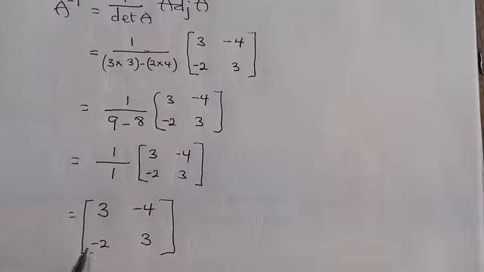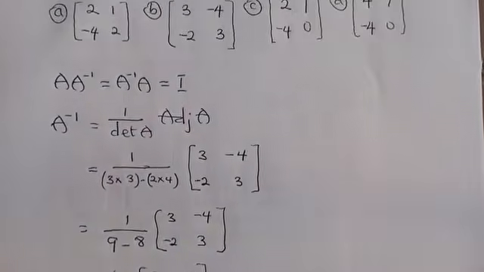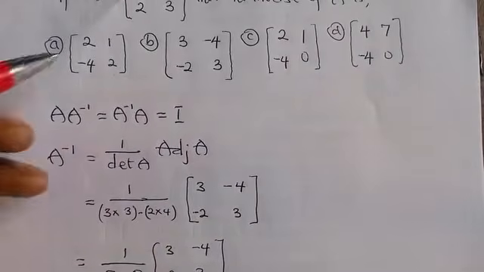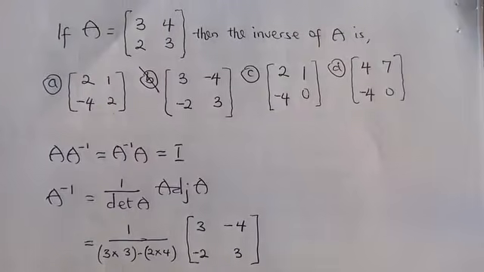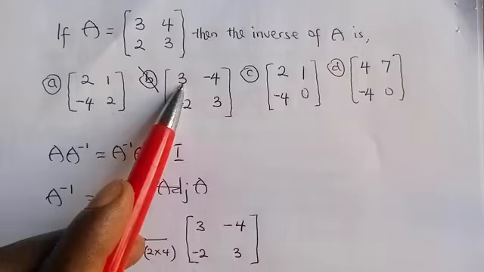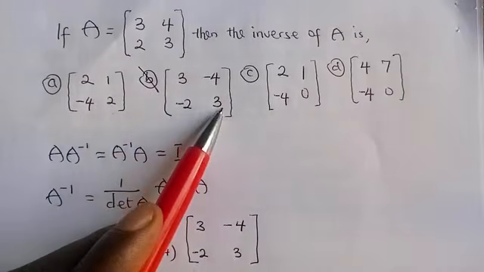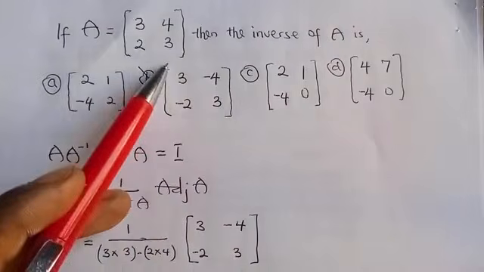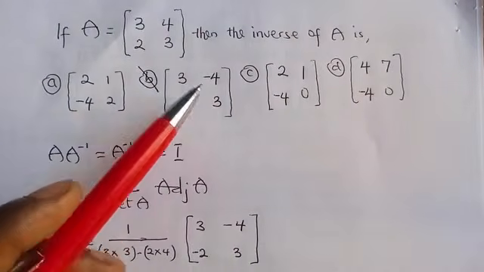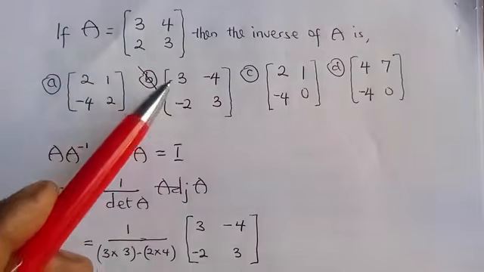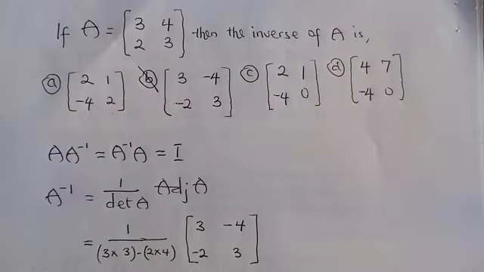So this 3, -4, -2 and 3 is the correct option, and that corresponds with option B. So the inverse of matrix A is simply 3, -4, -2 and 3. And when you look at this again, the entries in the main diagonal remain the same, while only the sign in the second diagonal changes. So option B is the correct answer for the inverse of matrix A.